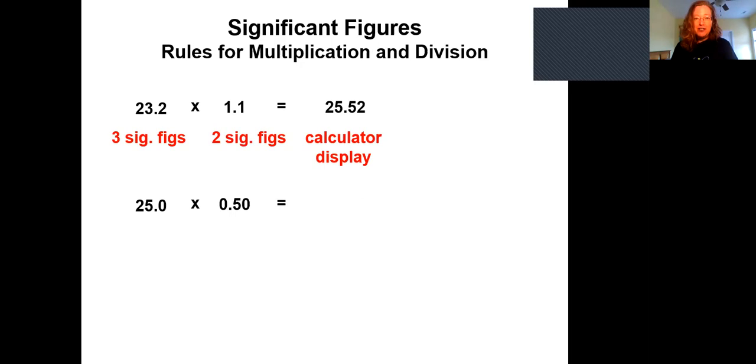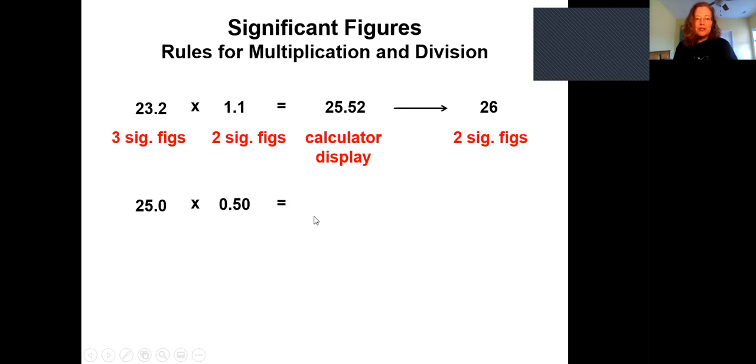How many significant figures do we get to keep? It's multiplication, so we keep the fewest number of significant figures. That one had 3, this one had 2, we only get to have 2. That means we'll start with the 25, the guy all the way to the left, and then decide about the 5. Will it stay a 5 or will it become a 6? It will be a 6 because the guy next door to the right was 5 or more.